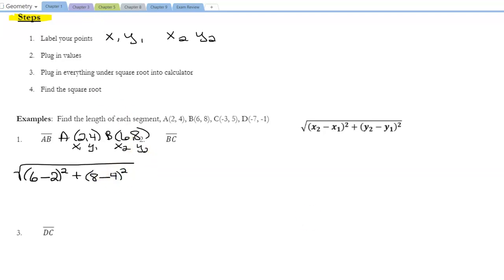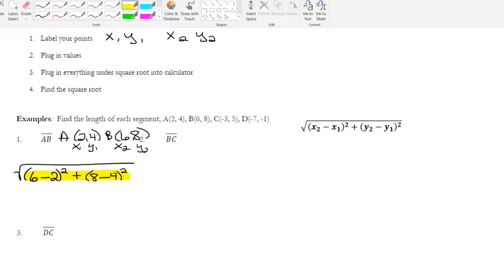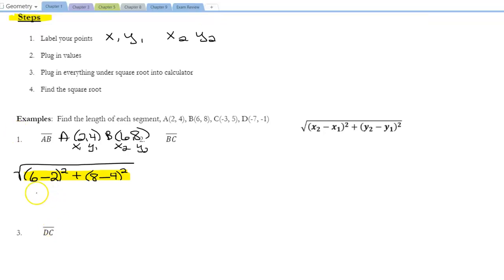Now, if you have access to a graphing calculator, or you're able to turn your phone sideways to use the calculator, you can type this in just like that. As long as you use parentheses and your exponent key, you'll be fine. But if you don't have access to that, we'll have 4 squared, because 6 minus 2 is 4, and 4 squared. So 4 squared is 16, plus 16, which is 32. So my answer is the square root of 32.